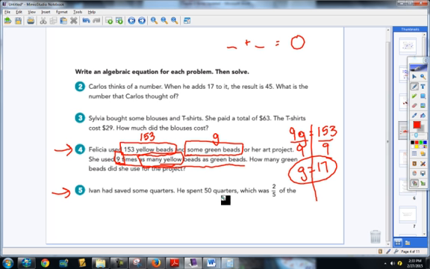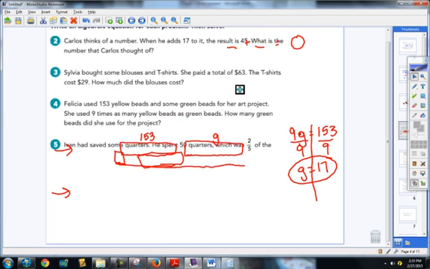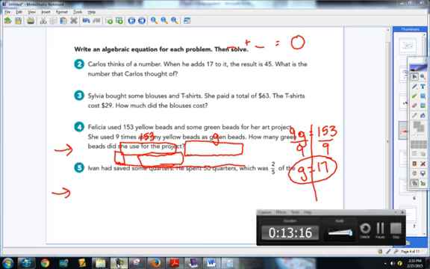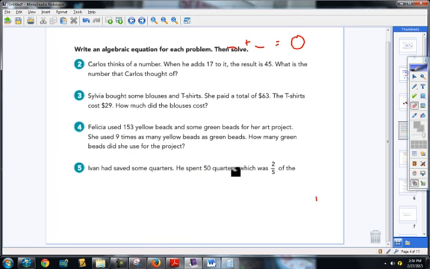Ivan had saved some quarters. He spent 50 quarters, which was 2/5. Maybe some of this got cut off. Okay, I apologize. I guess this one got cut off, so let's not even worry about it. I don't exactly know what happened to it in your notes, so we'll just move on.